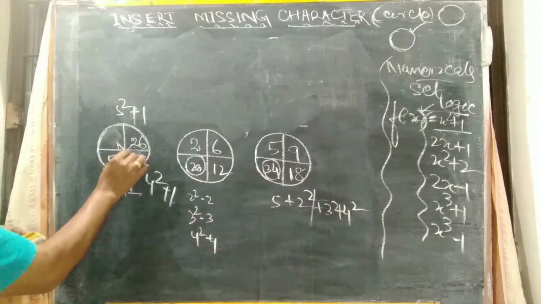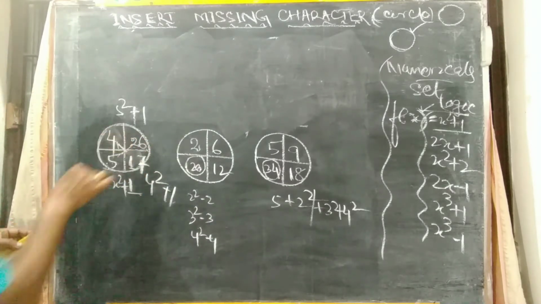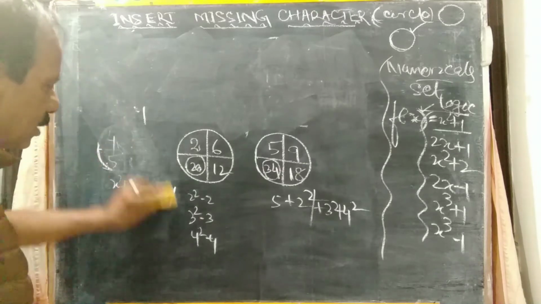देखो, suppose this 5 square plus 1. So this square plus 1 is 17. What will be the answer? 4. Like this, you should practice it.